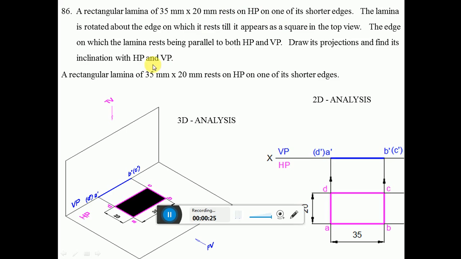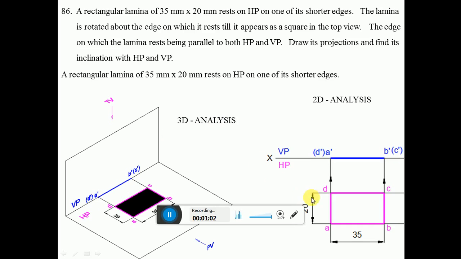So a rectangular lamina of 35 mm by 20 mm rests on one of its shorter edges on HP. So this shorter edge is made perpendicular to VP. So this is a rectangular lamina of 20 by 35 wherein all the sides are resting on HP. So obviously this is parallel to HP. So I am getting the true shape here. And the shaded portion is the actual rectangular lamina. And the surface is perpendicular to VP. So obviously you are getting a line.